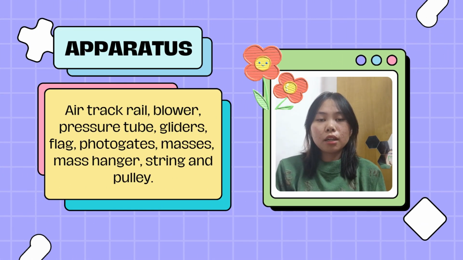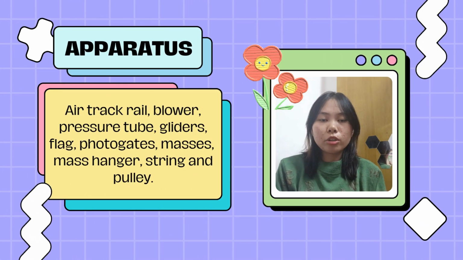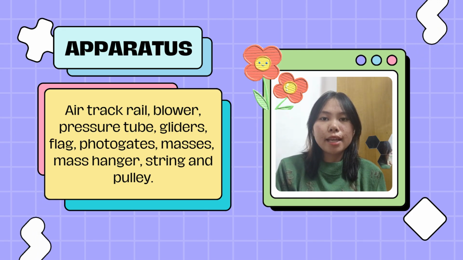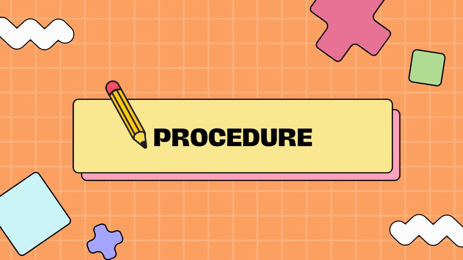The apparatus for this experiment are air track rail, blower, pressure tube, gliders, flag, photo gates, masses, mass hanger, string, and pulley.